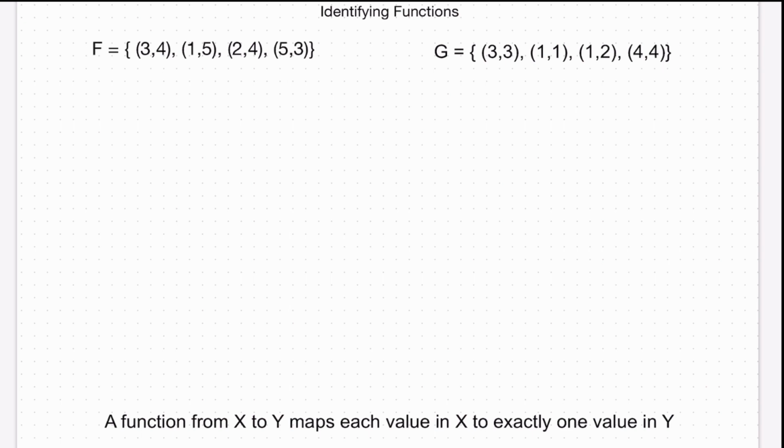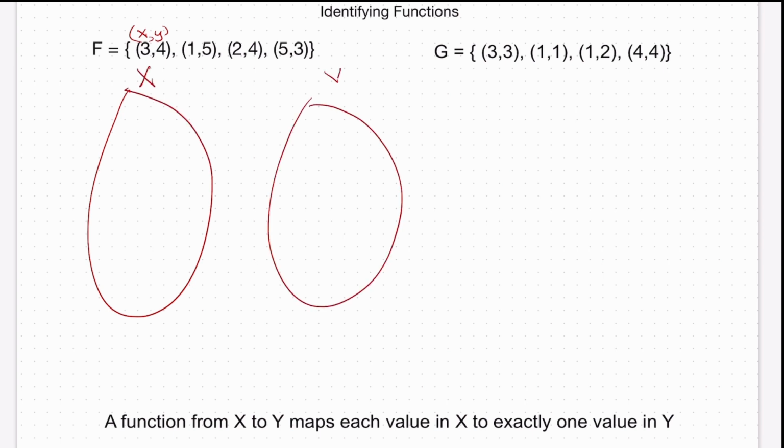So as a reminder, let's draw this out as two sets, x and y. So we have this value 3, and it is going to map over to this value 4. Then we have a value 1. It's going to map over to a value 5. Then we have a value 2. It is also going to map to 4. And we have a value 5, which maps to a value 3.